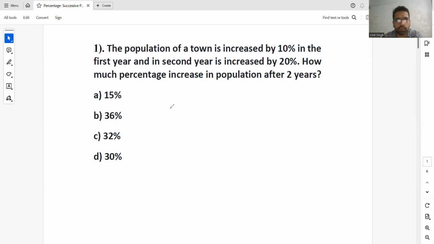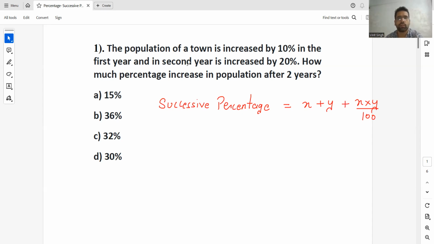Hello everyone. In the previous video, we discussed the question of percentage based on population. Now in this video, we will discuss the questions of percentage which are based on successive percentage. The simple formula of successive percentage is x plus y plus x into y upon 100. In this video, we will discuss all the questions based on successive percentage.